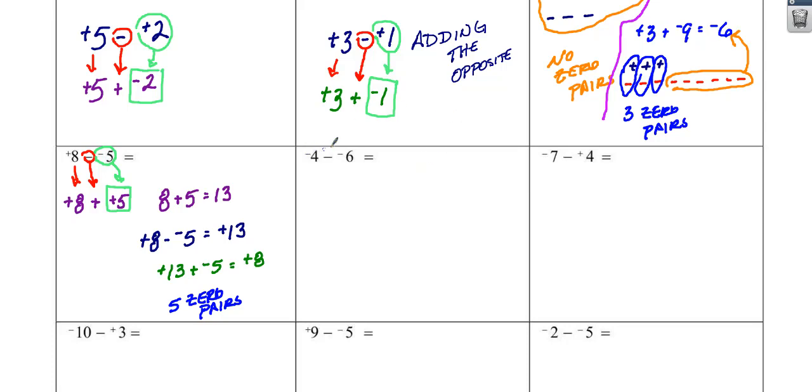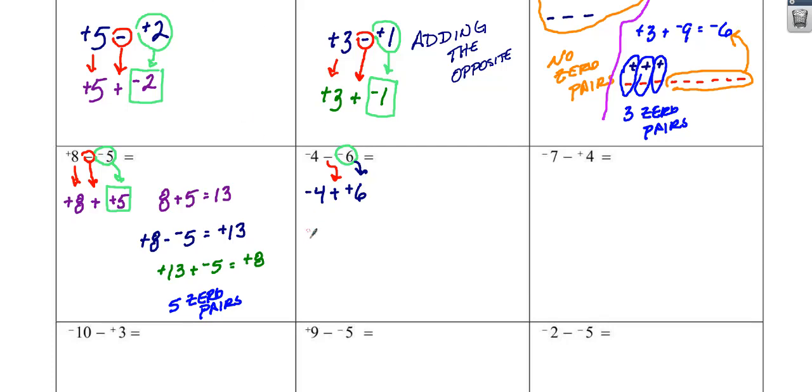Okay, so -4 minus -6. Step 1, write down the thing that doesn't change. The -4 does not change. The subtraction becomes addition. And the -6 becomes a +6. The opposite. All right, this step here is always getting the opposite. So now we have 4 negatives plus 6 positives.